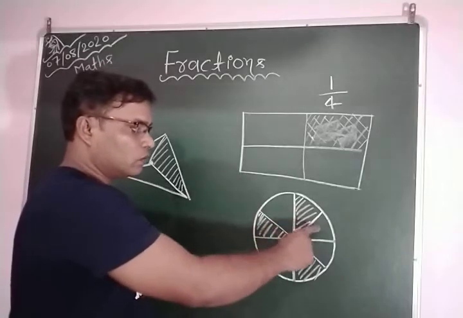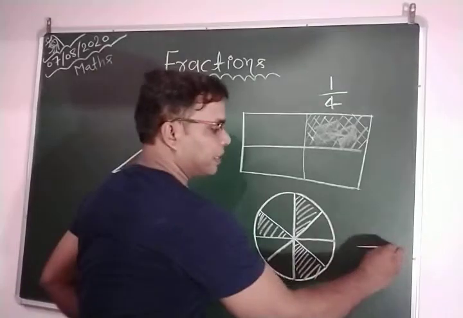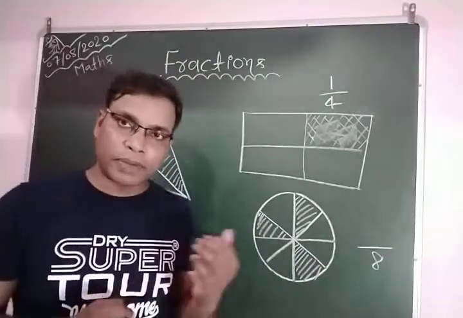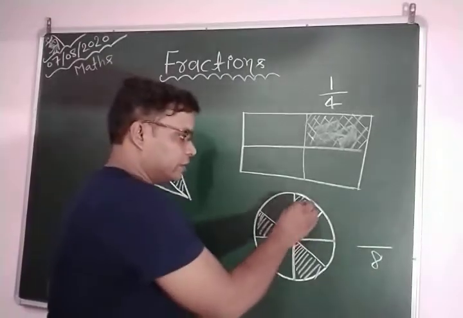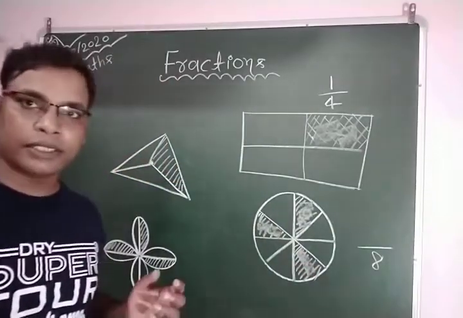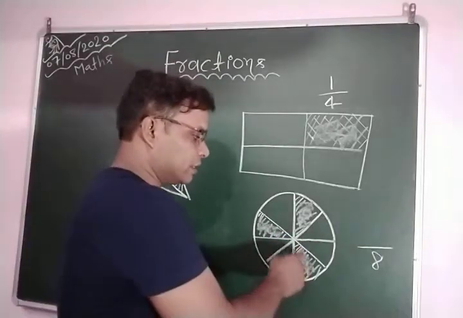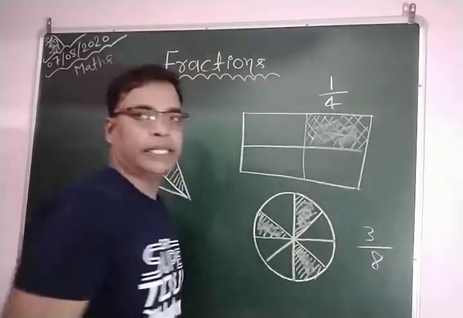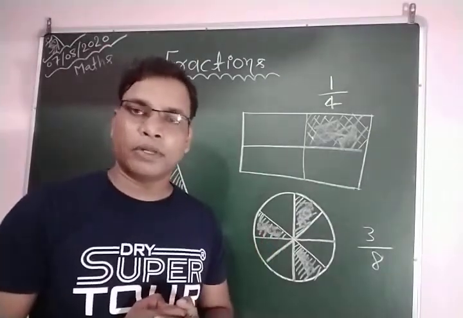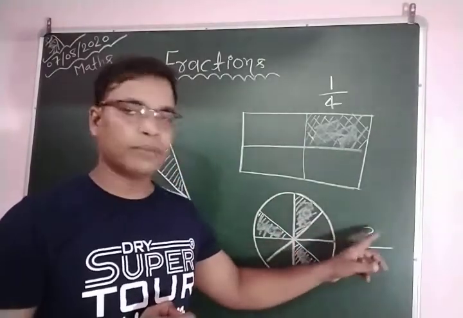1, 2, 3, 4, 5, 6, 7, 8. 8 parts. The total number of parts is 8. The whole is 8 parts. And how many colored parts are here? Shaded parts: 1, 2, 3. 3 parts are colored or shaded. So the fraction of the colored or shaded part is 3 by 8, because a fraction is the part of the whole. How many parts are colored here? 3 parts are colored. So the fraction is 3 by 8.